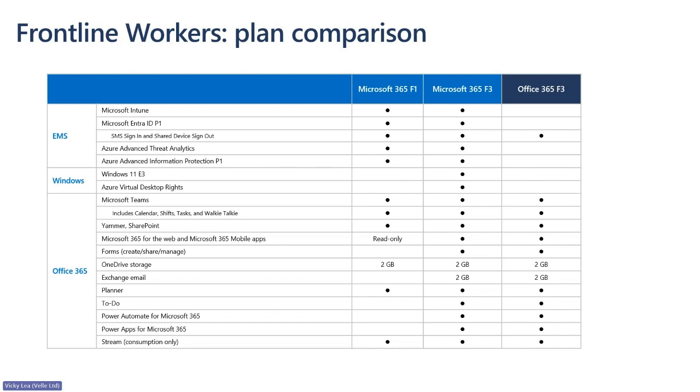However, when we go across to F3, you can see from my chart, it builds up. I've got a whole host more of my user productivity features. I've also got Windows licensing inside of there as well. There is also an Office 365 F3, which hasn't got Windows, and it doesn't really have any of the EMS tools apart from the sign-in tools there. Office 365 F3 nowadays is only available through CSP as well. But there is that offering. So there are different F plans, frontline worker plans, out there for your frontline workers.